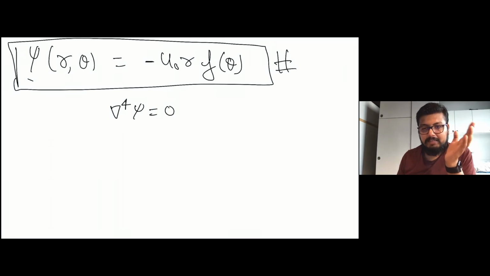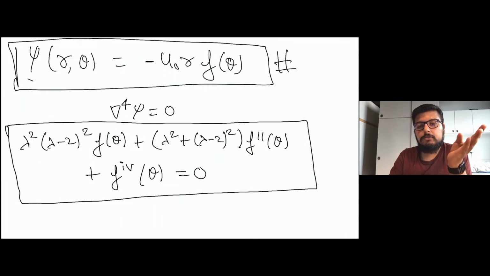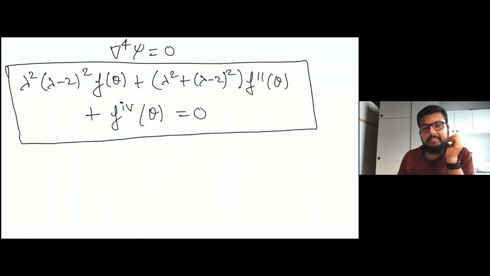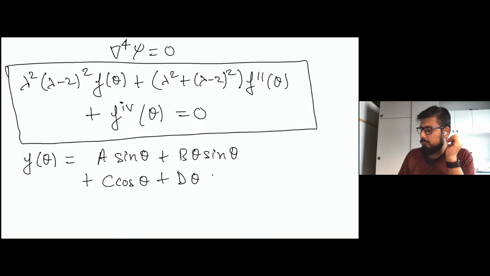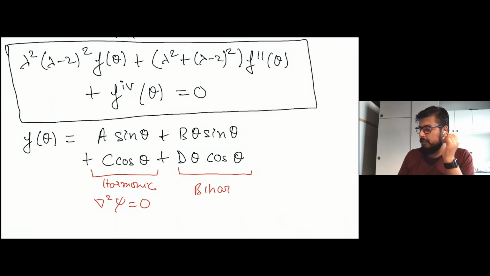Once you plug this in, you will get an ordinary differential equation, and I'm simply going to write out that equation. So now we have a fourth order ordinary differential equation, and this equation is linear. This equation will have a solution which goes as f theta is equal to. Now in this solution, you can identify that the terms with a sine theta plus c cos theta are harmonic in nature, and they are also solutions of the Laplacian of psi equal to 0. Whereas the other two terms, b theta sine theta plus d theta cos theta, are biharmonic in nature, and they come from the fact that we are solving a fourth order ordinary differential equation.